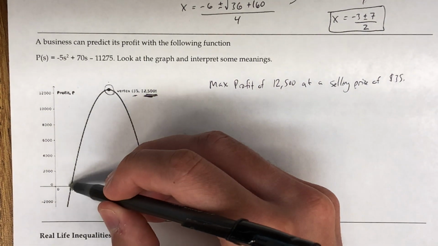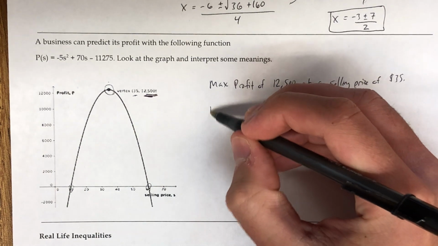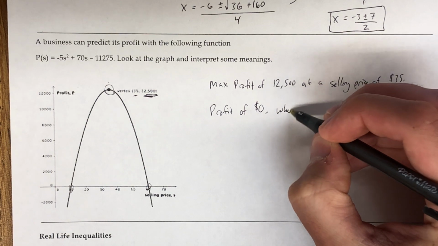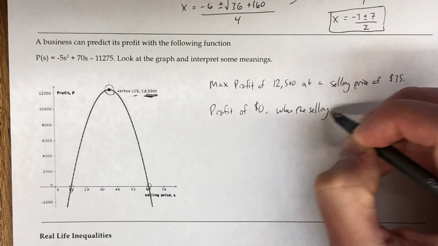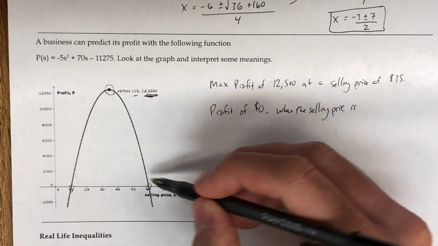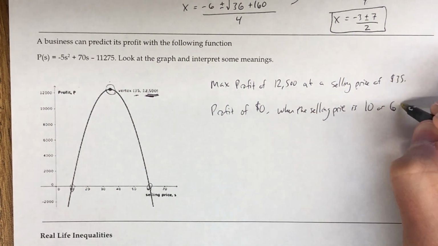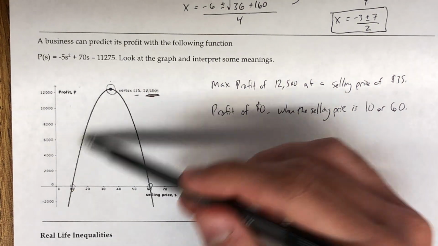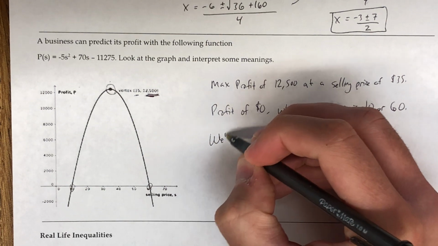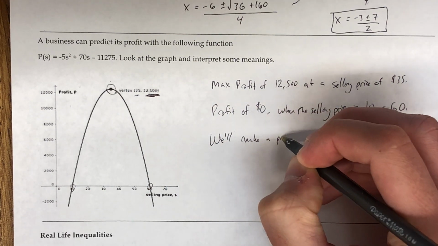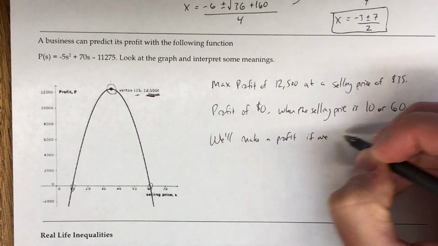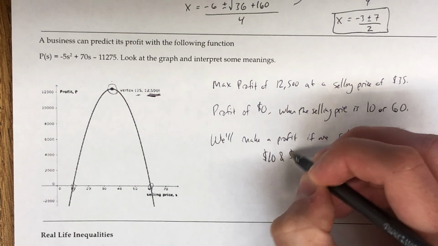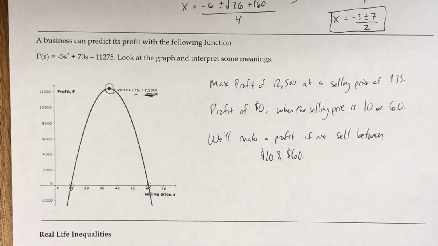What other important points do we have? We have these x-intercepts. The x-intercepts are when our profit would be 0, so our profit is 0 when the selling price is 10 or 60. I'm noticing between 10 and 60, everything's positive, so we could say we'll make a profit if we sell between $10 and $60. Okay, that's helpful.